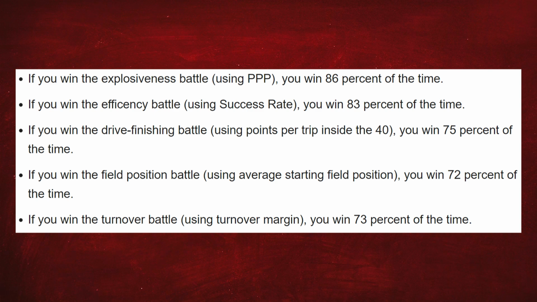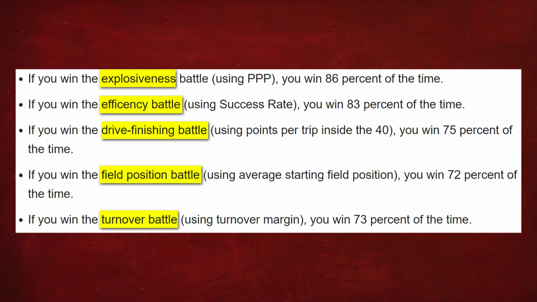Here's the relevant excerpt of the article. The 5 factors are explosiveness, efficiency, drive finishing, field position, and turnovers. 3 of those are things that any team can work towards. You can have reliable plays that work in the red zone that you feel comfortable with. You can stress the importance of ball security in practice, and it never hurts to devote a scholarship to a punter who can flip the field.